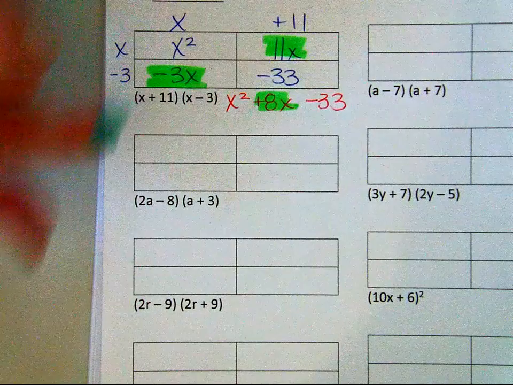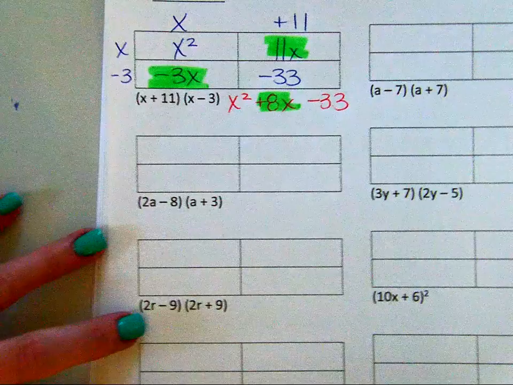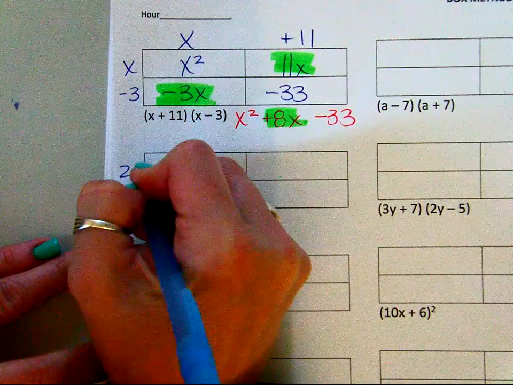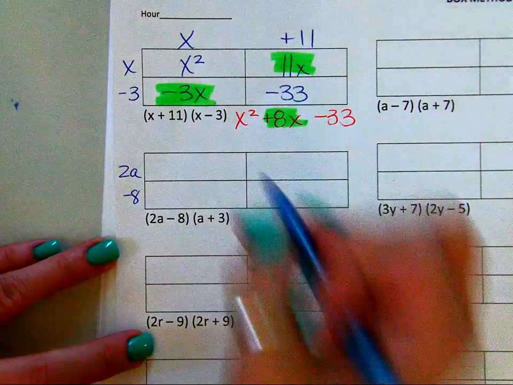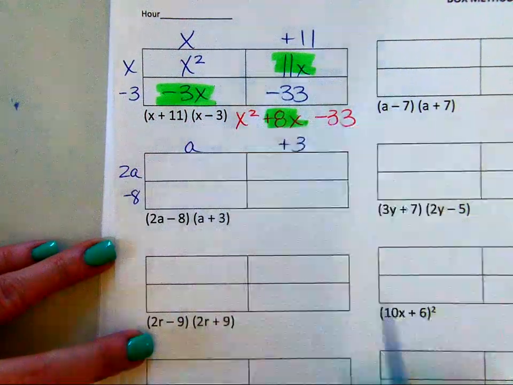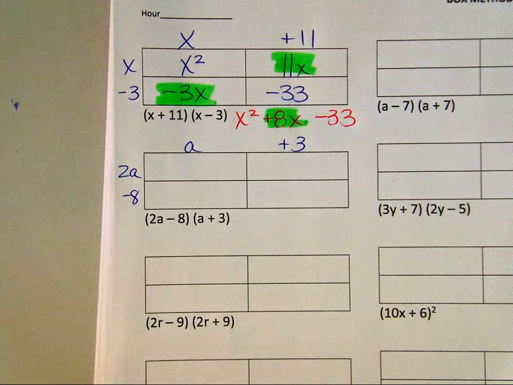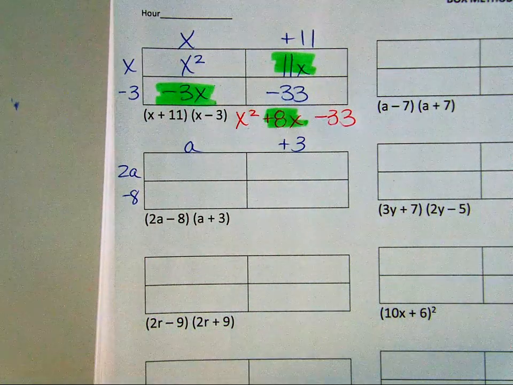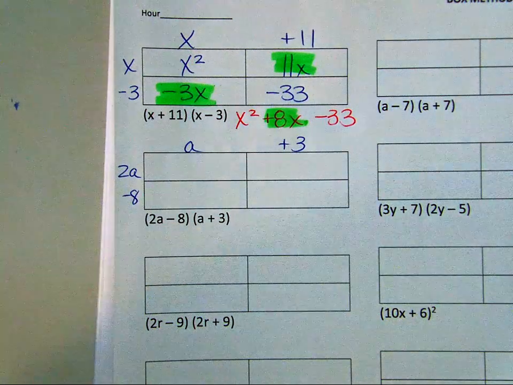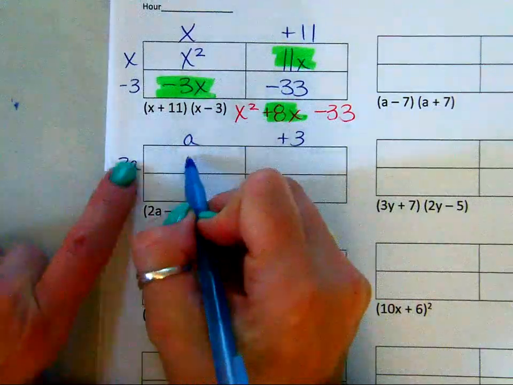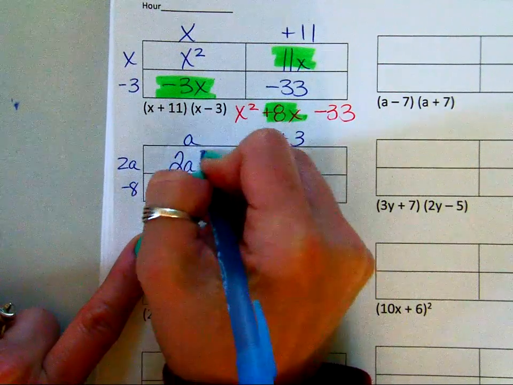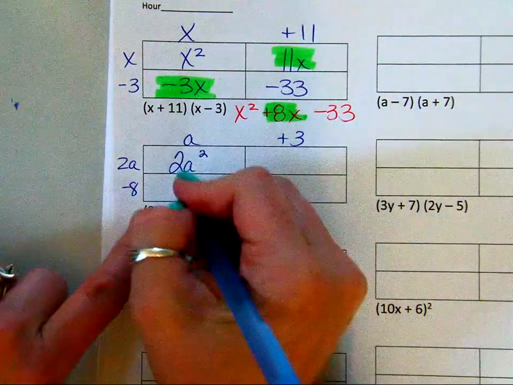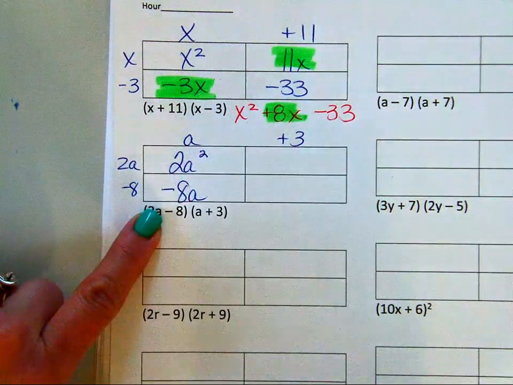Let's do this one. Okay? So last time I put this first one on top. I can put that over here. I can put 2a minus 8 here. I can put a plus 3 here because the multiplication is commutative. You're still going to get the same answer. Your box just might look a little different. Okay? So this spot, what's 2a times a? 2a squared. What's a times -8? What's 3 times 2a?